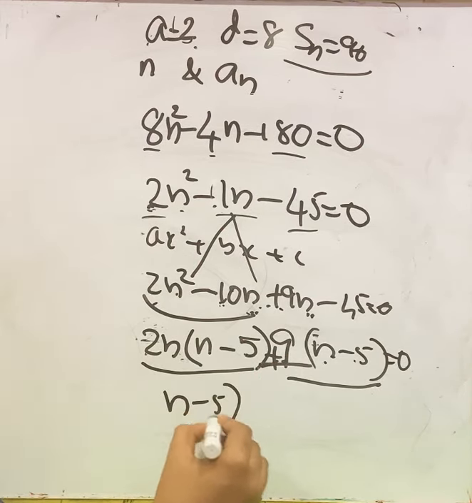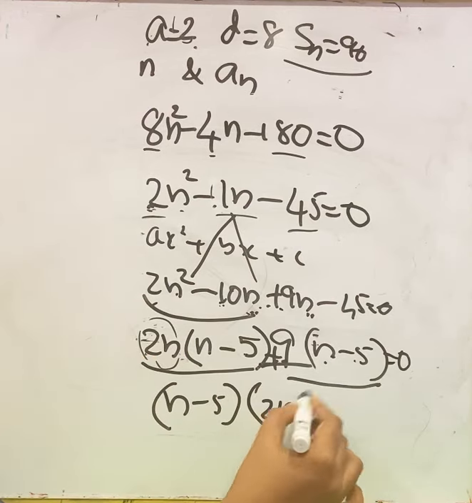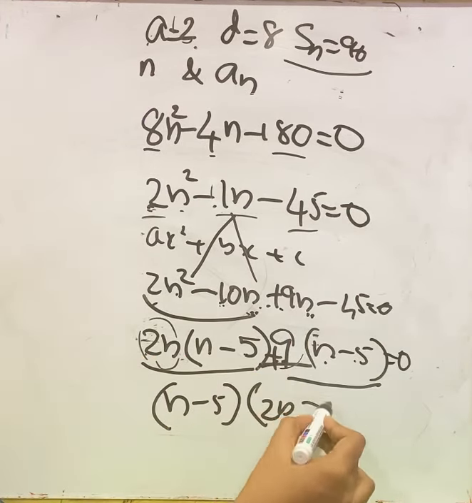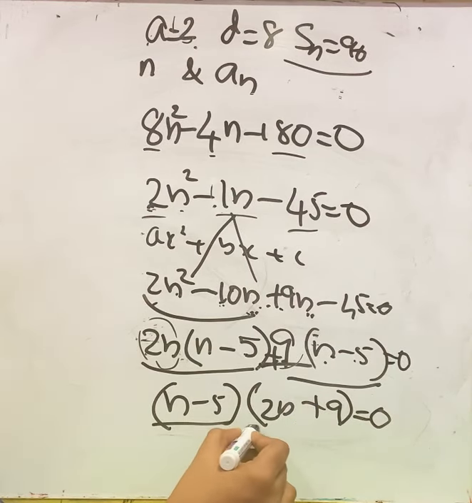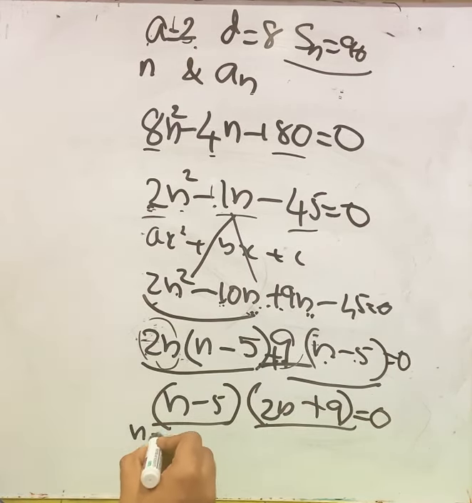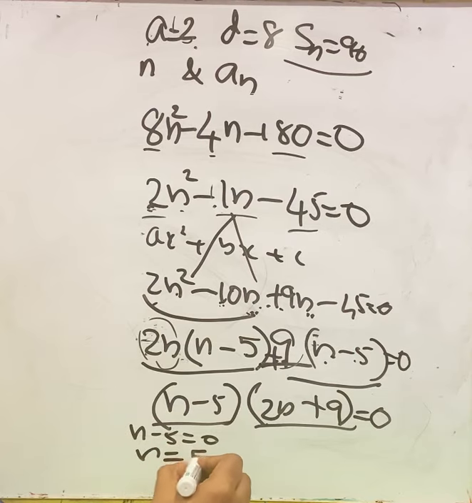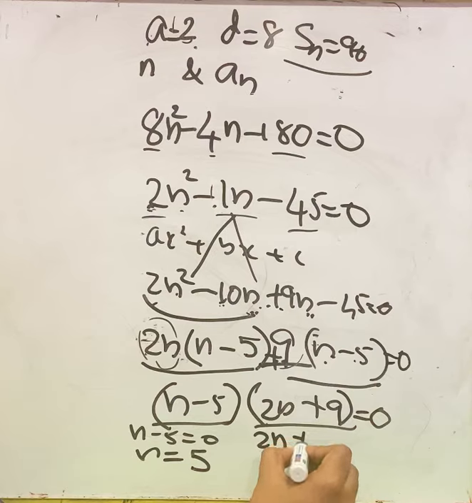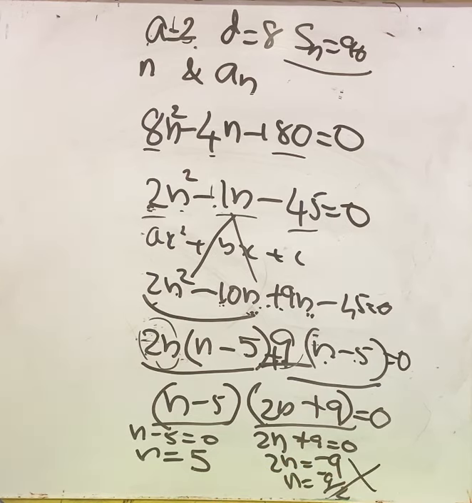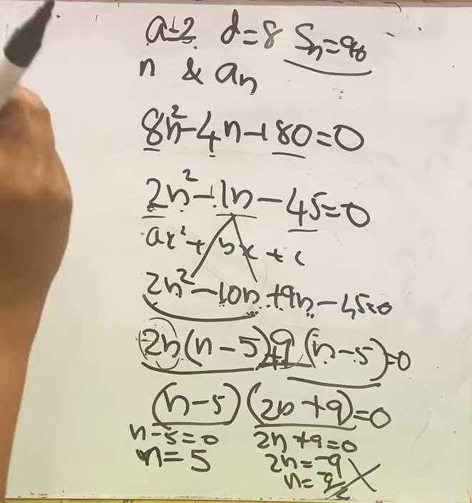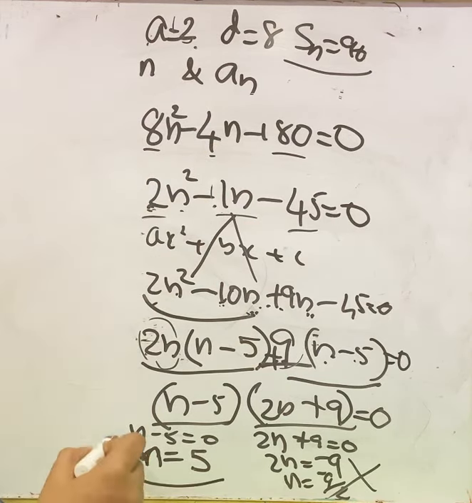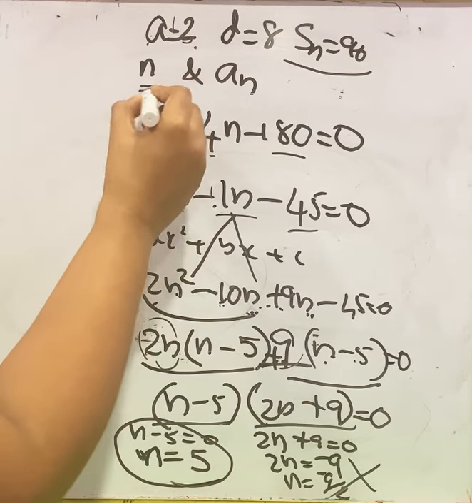So n minus 5 taken outside. Here balance will be 2n. Here n minus 5 taken outside, balance will be plus 9 equal to 0. Now equate each of the terms to 0. N minus 5 equal to 0, then n value is positive 5. 2n plus 9 equal to 0, then 2n equal to negative 9. N equal to negative 9 by 2. We got two values for n. So in this case, you don't want to consider a fraction or a negative value because n represents a number, and number will always be a positive integer. So we will consider n equal to 5. Here we got n equal to 5.